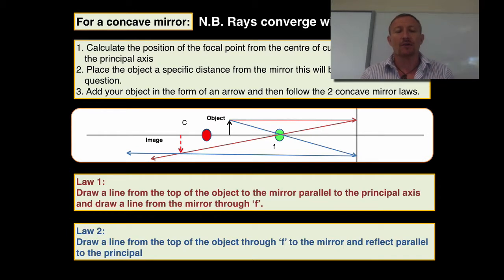Now, why is it real? Well, basically the lines converge on the same side of the mirror. For a concave mirror, it's going to be shaped this way, so the mirror will be pointing outwards, and the rays are converging inwards. So if I was to get a sheet of paper and put it where the image is, I would actually get a reflected image straight on that piece of paper. Hence, it's real. So what happens with a convex mirror?